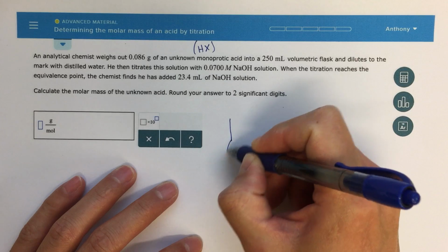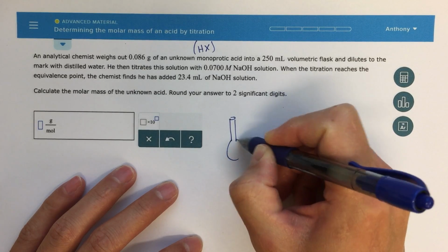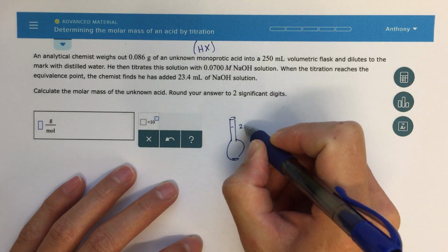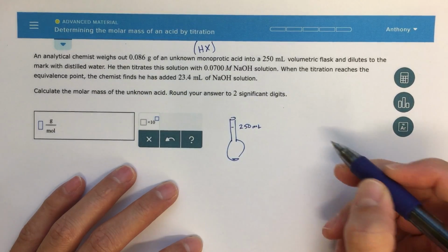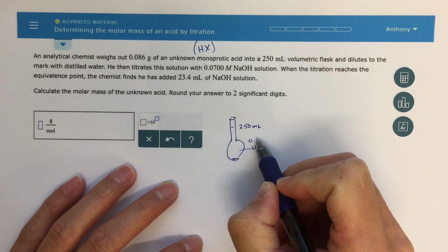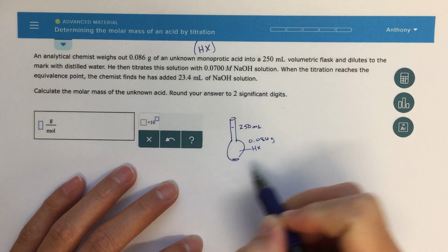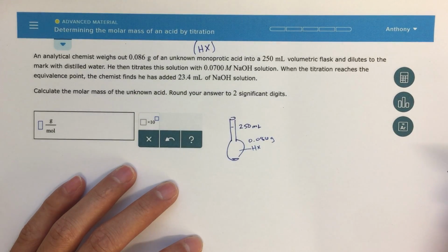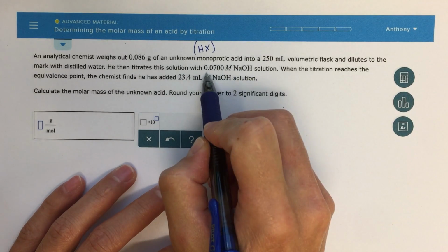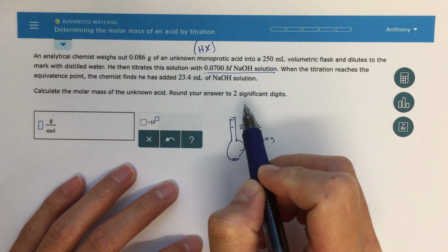So what that might look like, this is my picture of a volumetric flask. This would be the 250 milliliter mark. We're going to put our acid in here, 0.086 grams of HX, and fill it up to the mark, 250 milliliters. And then we titrate that solution with this concentration of sodium hydroxide.